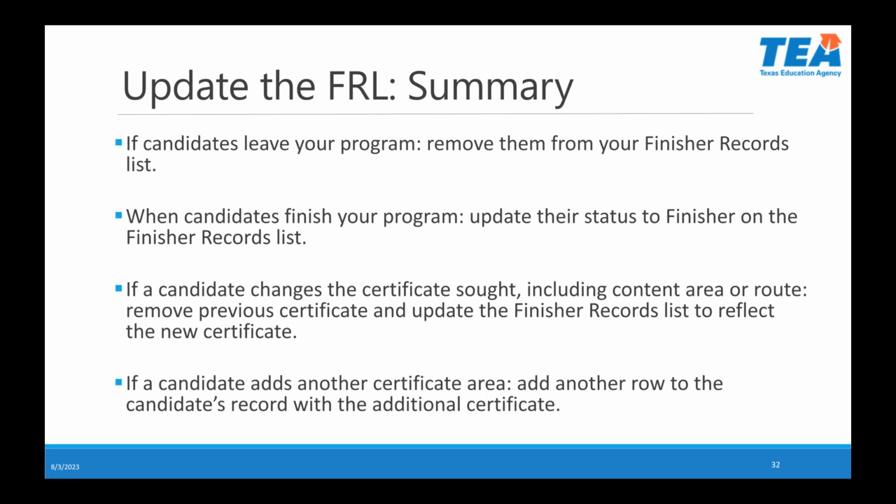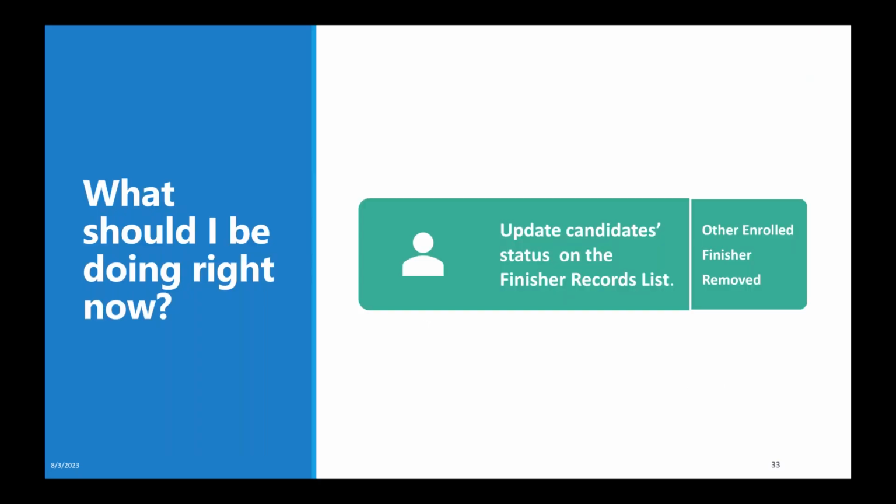Third, if a candidate changes the certificate sought, including content area or route, remove the previous certificate and update the Finish Your Records list to reflect the new certificate. And finally, if a candidate adds another certificate area, add another row to the candidate's record with the additional certificate.